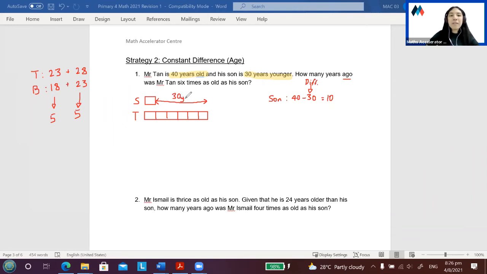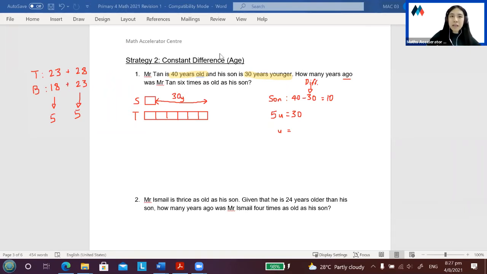Good job. In that case, if the difference is 30 years, you can find 5 units, right? 5 units is right here. So if 30 years is 5 units, 1 unit will be 30 divided by 5, right? Can anyone tell me what that is? 6. Yes, you do, Isin.